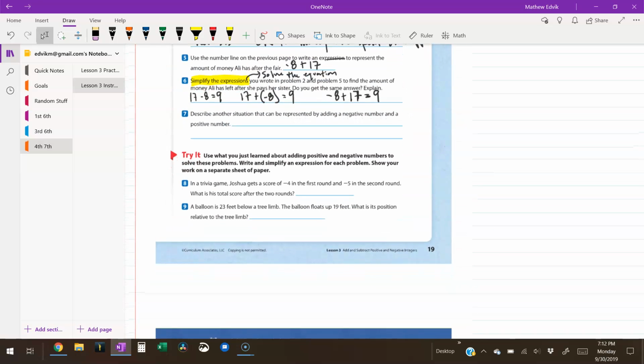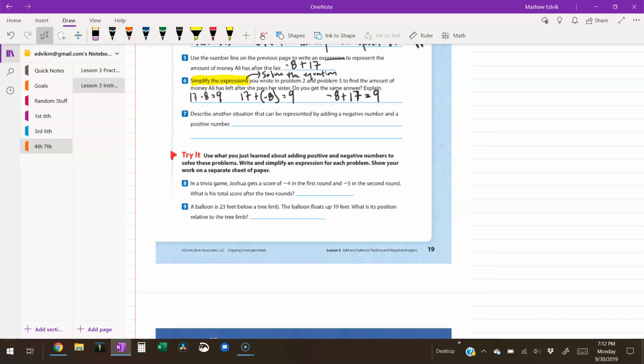Okay, so describe another situation that can be represented by adding a negative number and a positive number. And so that's something that I'd like for you guys to do at your tables for a few minutes. So we can pause the video here and you guys can describe another situation and spend 2 or 3 minutes at your table talking about some different situations that could be described by adding a negative number and a positive number.